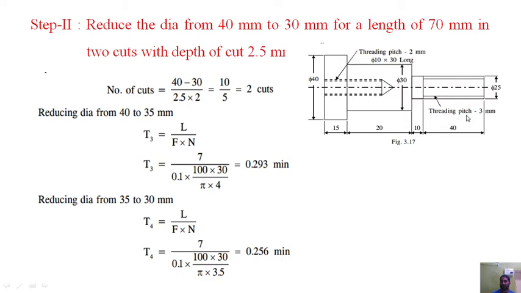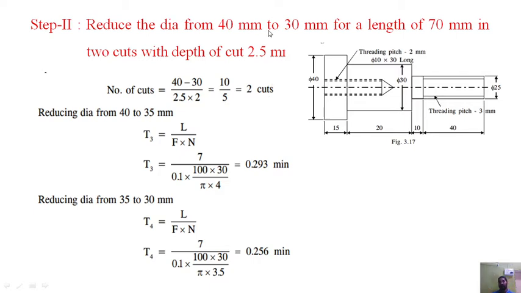Including this, you have to first turn all these things. So the total length for 30 mm dia is 40 plus 10, 50 plus 20, 70. Now you have to turn from dia 40 to 30 mm. It is not possible in one cut. So 10 mm is there, so diametrically it will cut 5 mm. So that means 2 cuts are required.